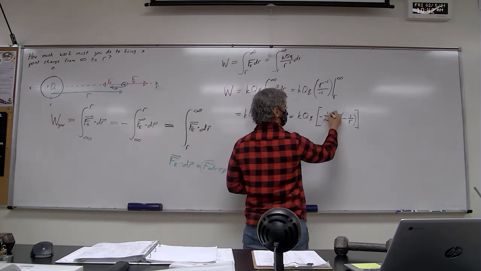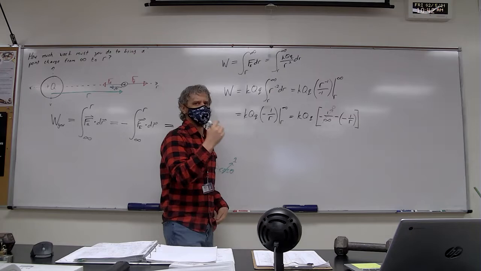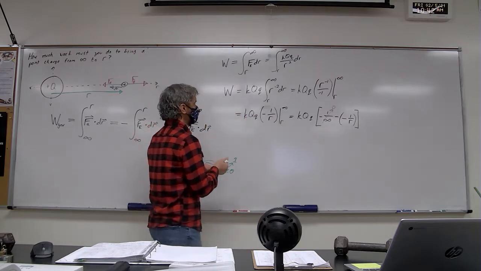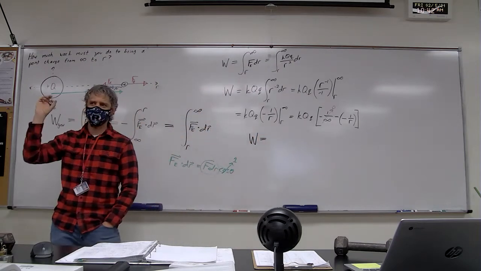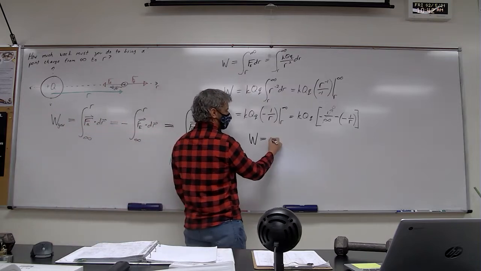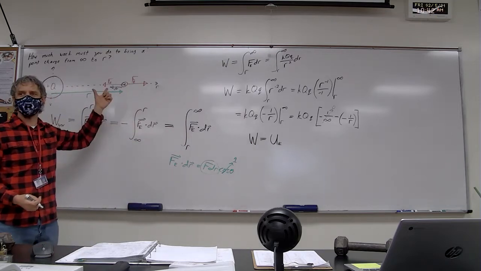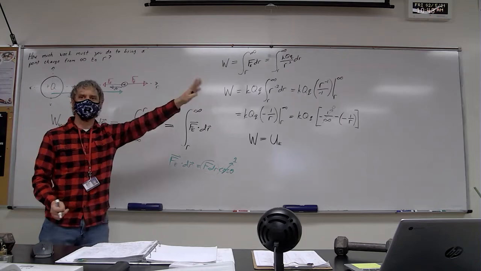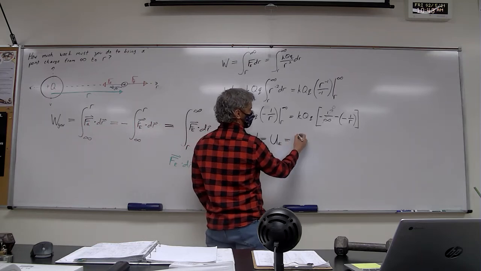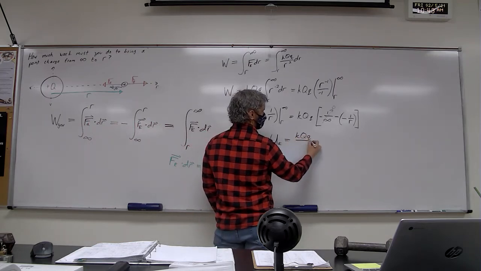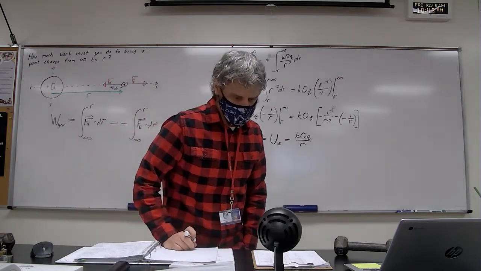And as we pointed out, negative 1 over infinity is pretty much 0. And minus negative 1 over r is just plus, or that is a positive 1 over r. And so the work that Gianni did to bring little q into the presence of big Q is equal to the potential energy that is now stored, that can be liberated if Gianni just lets go of big Q and little q shoots off, gaining kinetic energy at the expense of this potential energy. And that's going to be the result that we have here, which is k big Q little q over r. That's potential energy. That's literally just the force equation times r.